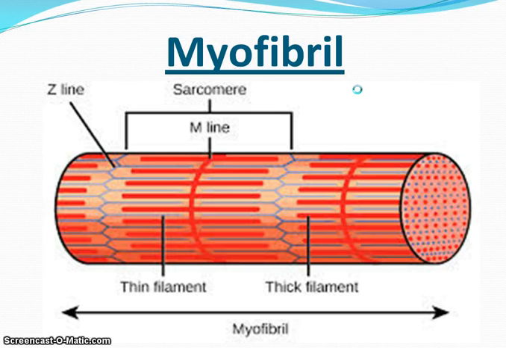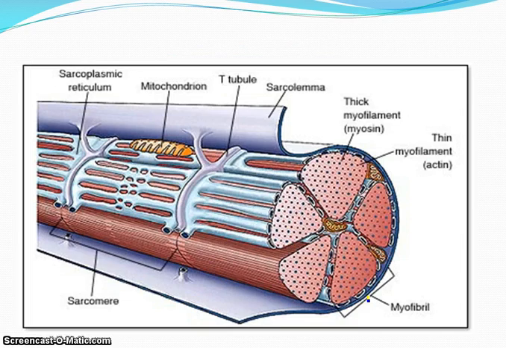Now, it is composed of two different filaments. The first filament is called a thin filament. That is actually made up of strands of actin. The thick filament is going to be made up of myosin. Again, this is just showing you the differences between the thick filament and the thin filament. And again, all of this is what makes up a fiber.